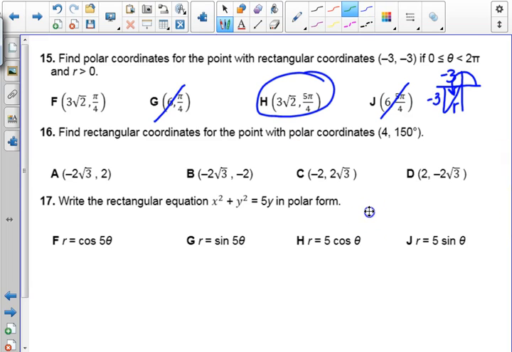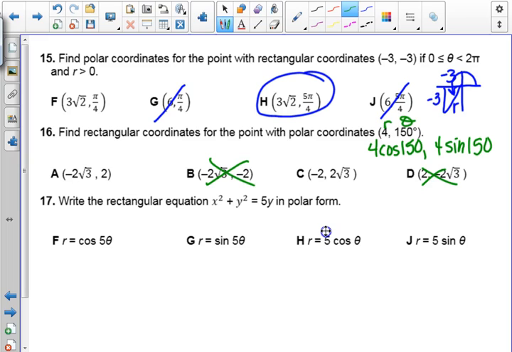Okay, what about number 16? What are they giving us? Yeah, polar, an r and a theta. How do you get an x and a y out of that? That's your favorite kind, remember? Yes, 4 cosine of 150, 4 sine of 150. And you could do it on your calculator, but you'd have to type all these choices in to figure out which one's right. What quadrant are we in? That might help. 150 is quadrant 2, so it should be a negative, positive.